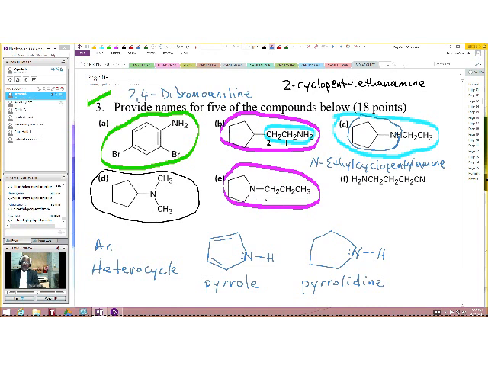Okay, so I've been giving you that information. What are you going to call this? The base name will be pyrrolidine. So what will be the name of this here, E? What will be the name for E? Anybody has an idea?